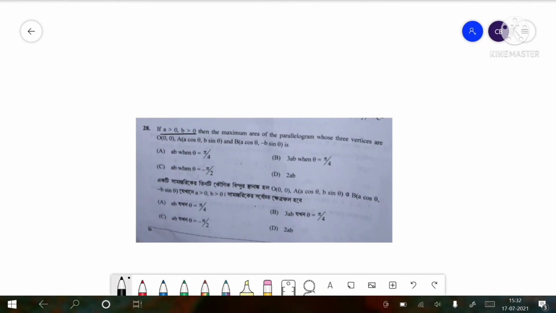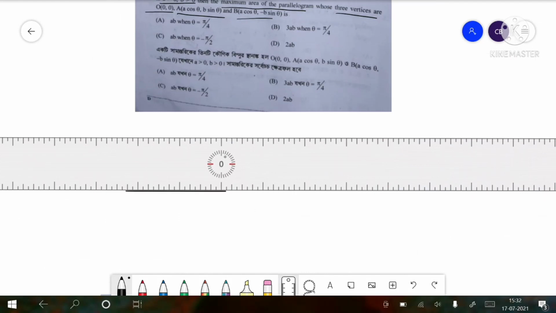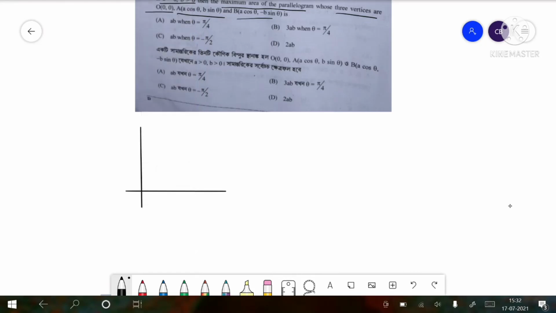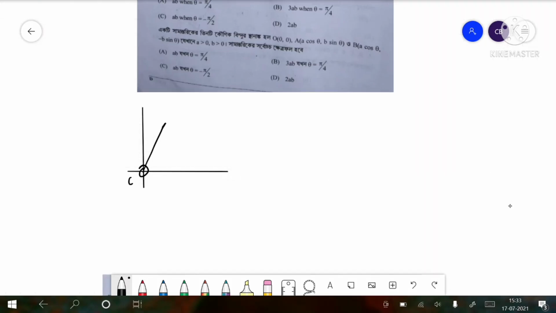A greater than 0, B greater than 0, maximum area of parallelogram whose 3 vertices are at 0 0, A cos theta, B sin theta, A cos theta minus B sin theta. Let's draw the coordinate axis. If we take cos theta very large, close to 1, and sin theta close to 0, this is point O, this is point A, this is point B, then we can complete the parallelogram by this.